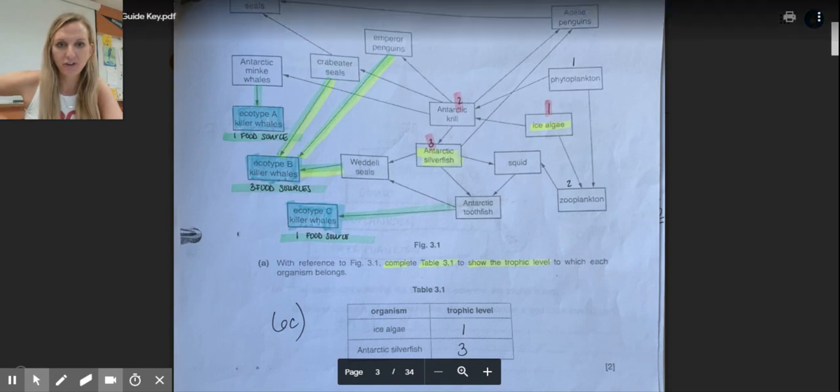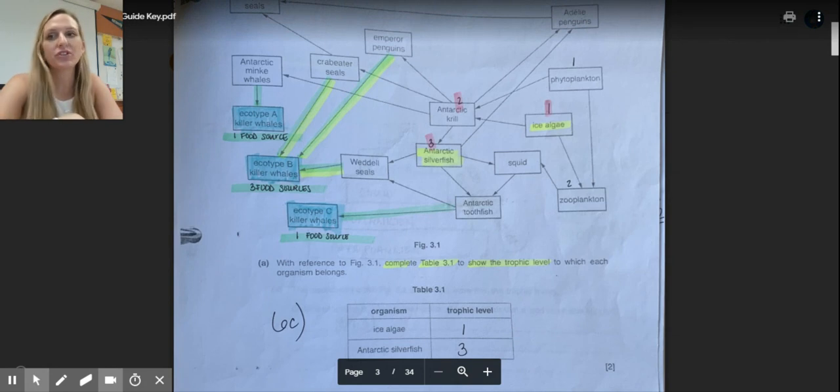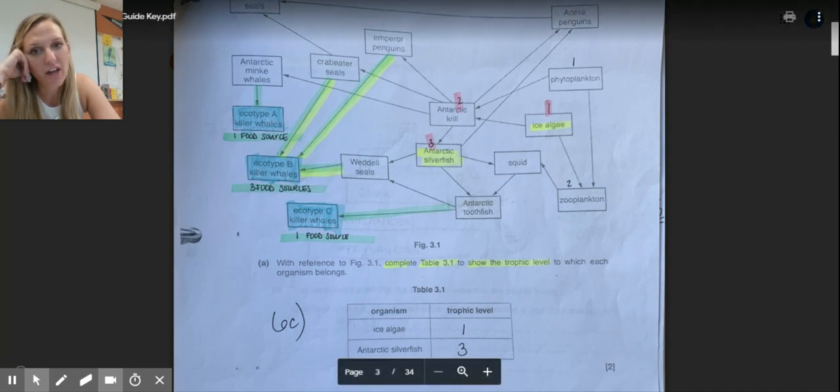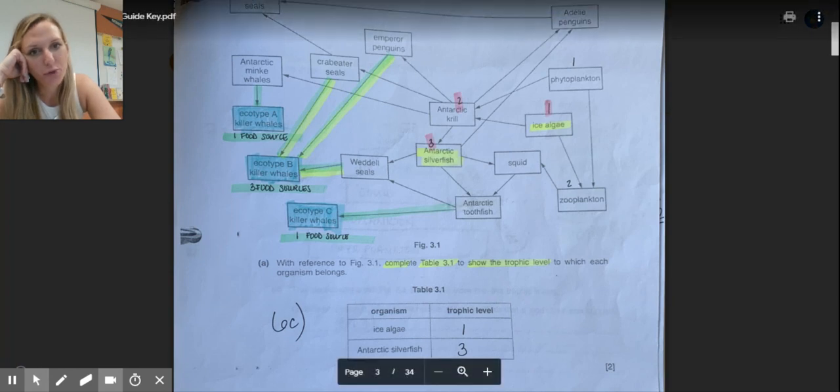Okay. With reference, show the trophic levels. So our ice algae, sometimes this one is weird because algae is not on the outside or at the bottom like we're used to seeing, but you don't see it taking in anything. We never put the sun in here. And that's because it's the creator, it's the originator. So ice algae is going to be one of our producers. The other producers, phytoplankton, and ice algae is in trophic level 1.